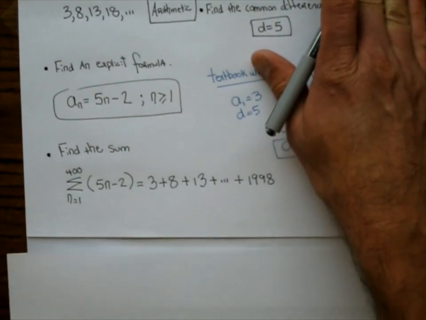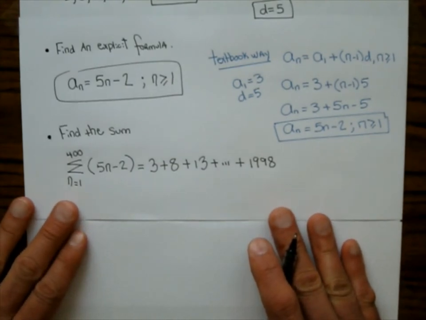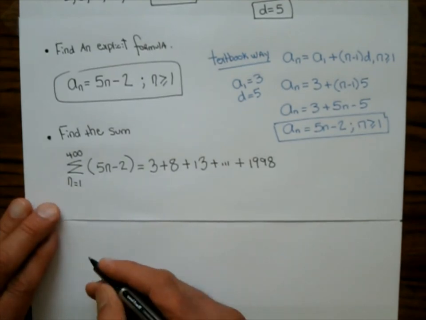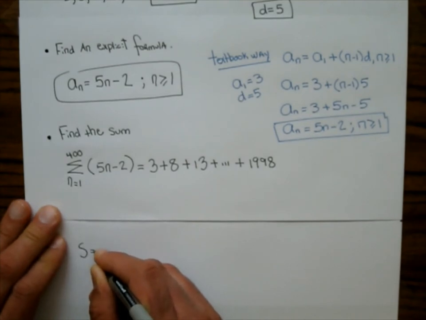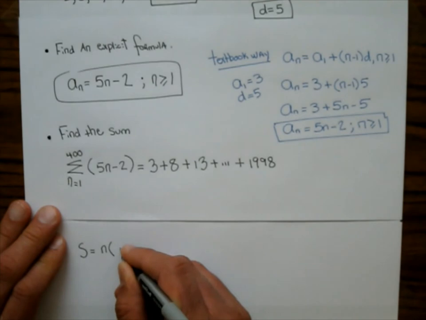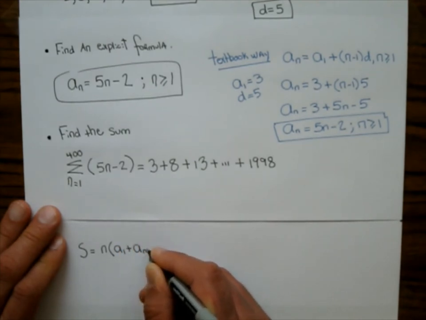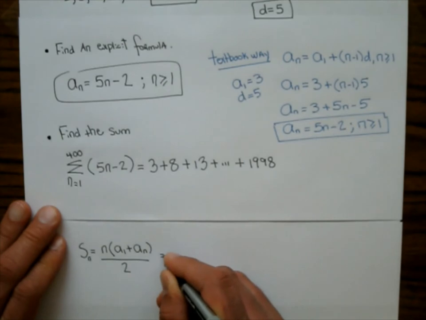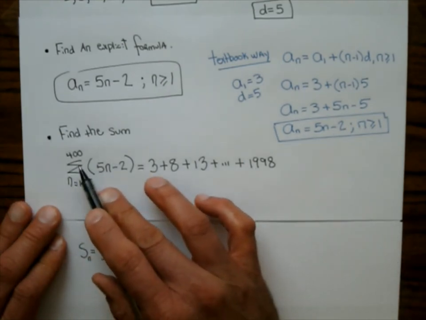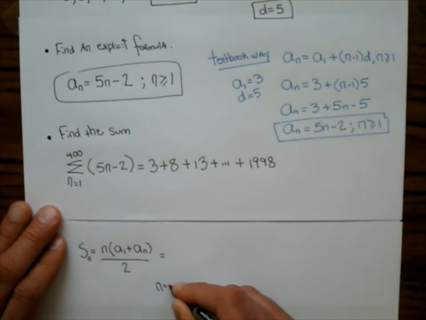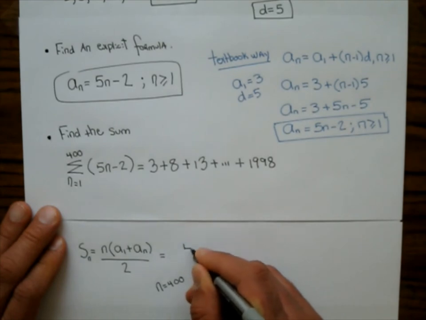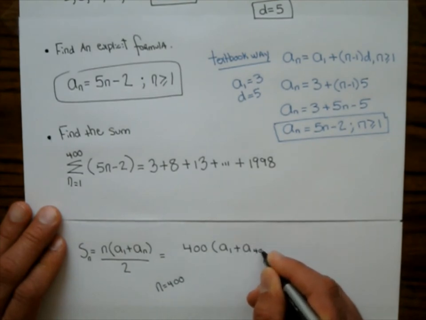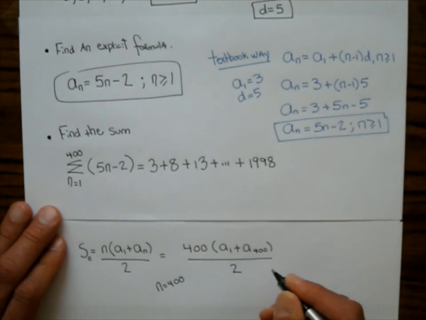And I think I'm going to need another piece of paper here. There is a formula for the sum of an arithmetic series. And the formula goes like this. It goes like n times a sub 1 plus a sub n, all over 2. Sometimes they put an n there, you know, the sum of the first n terms. And we are summing up how many? We are summing up 400. So n equals 400. So this is going to be 400 times a1 plus a sub 400, all over 2.